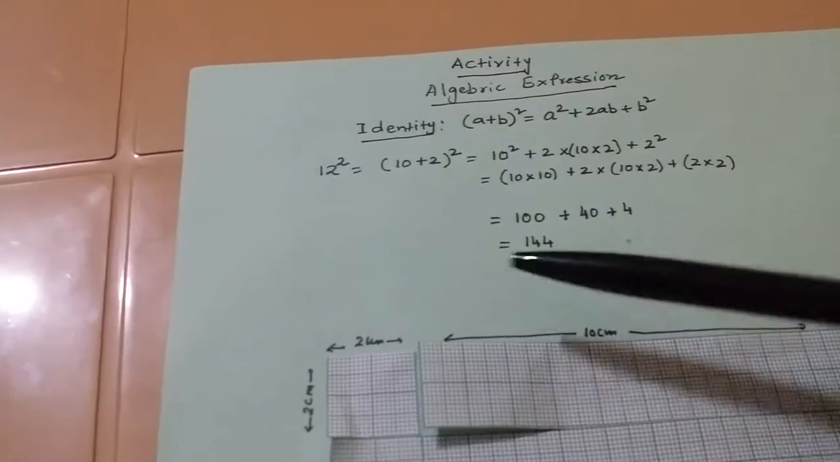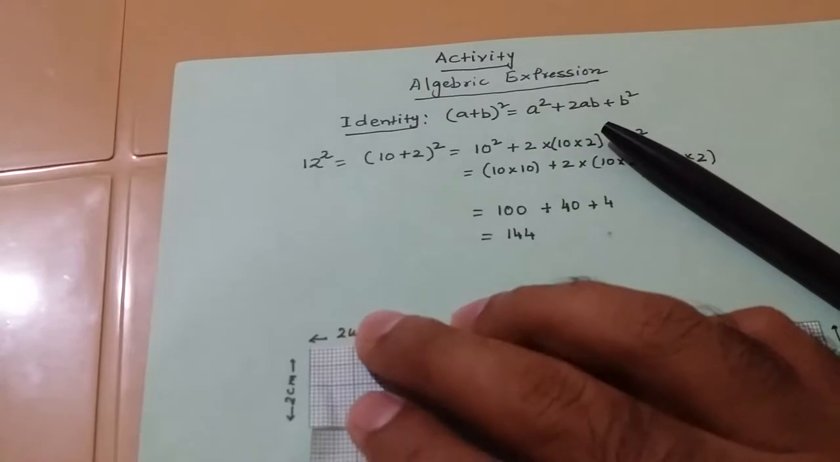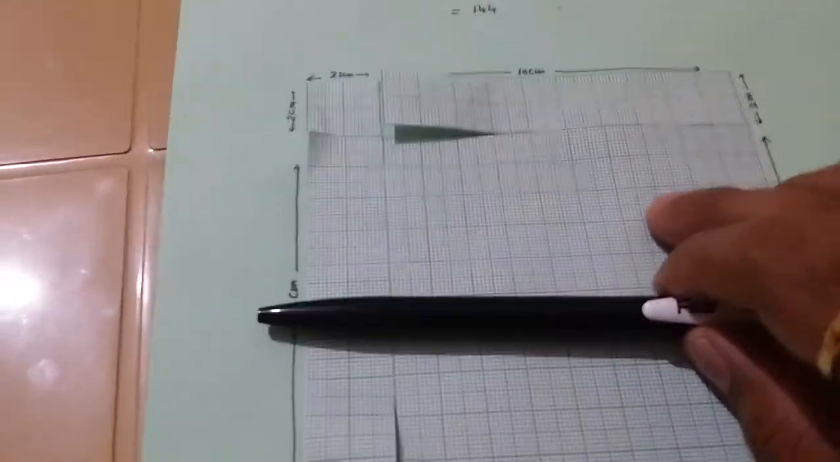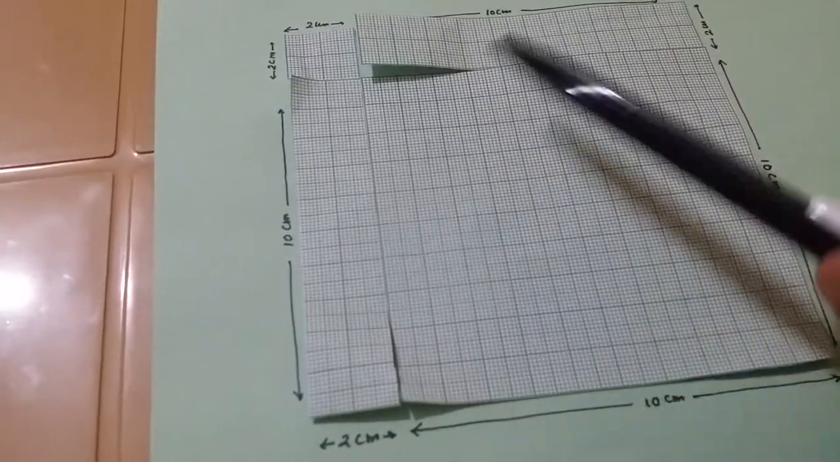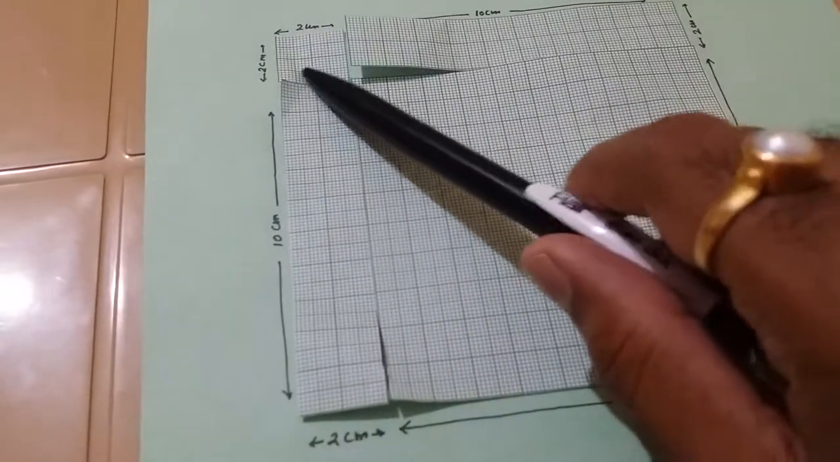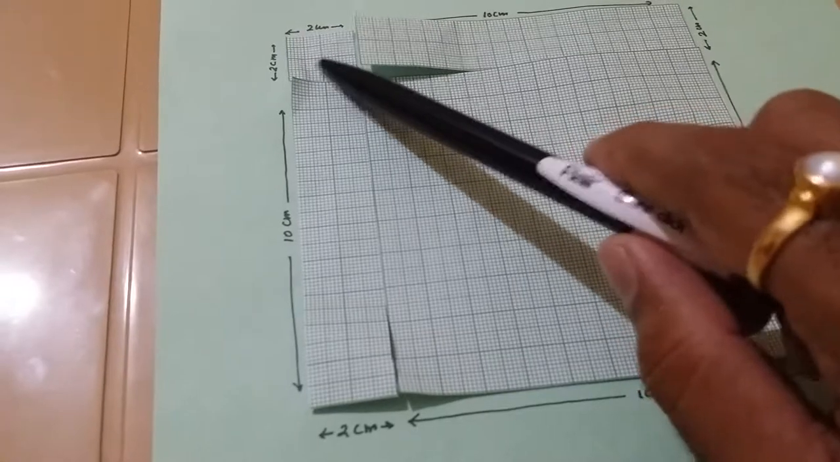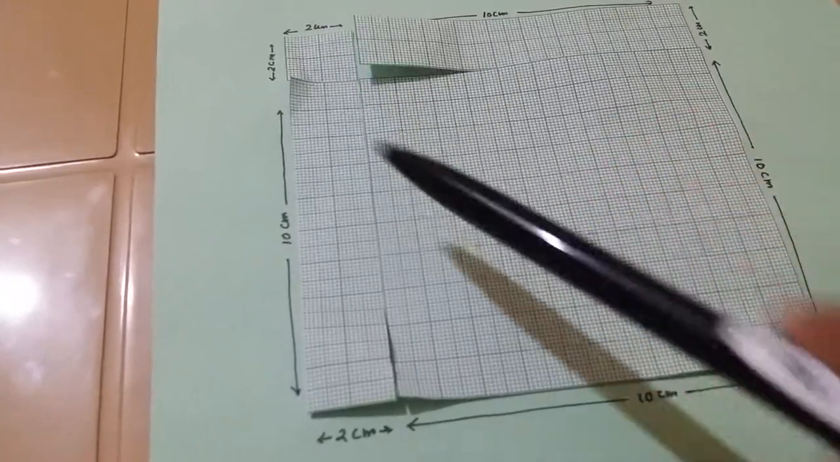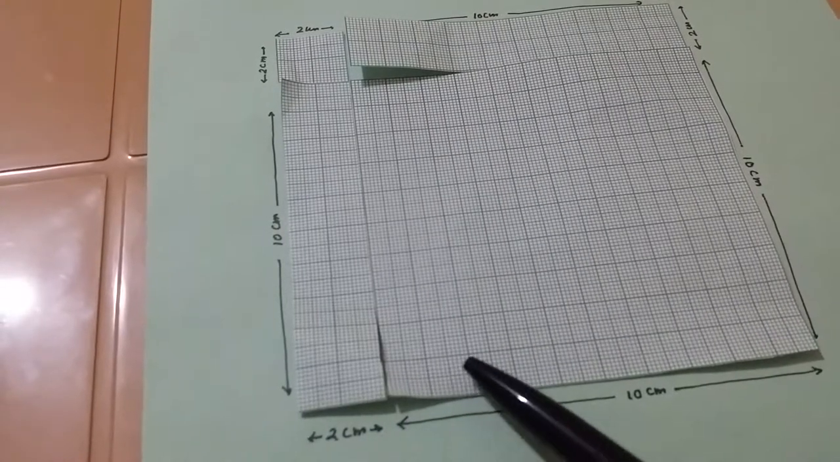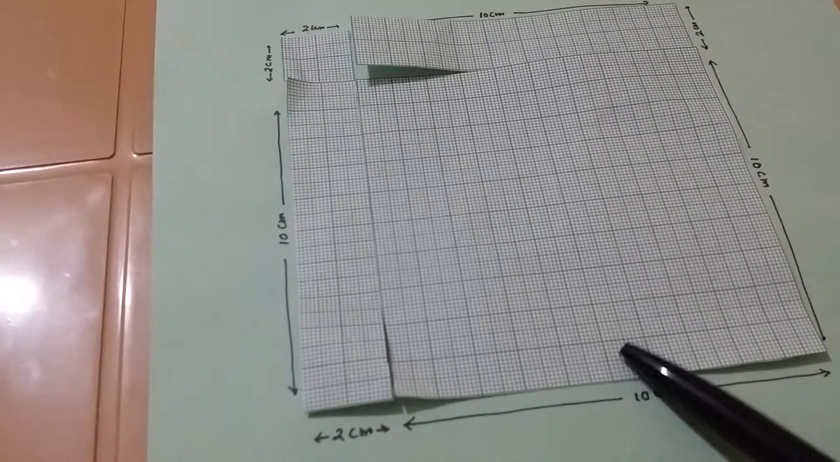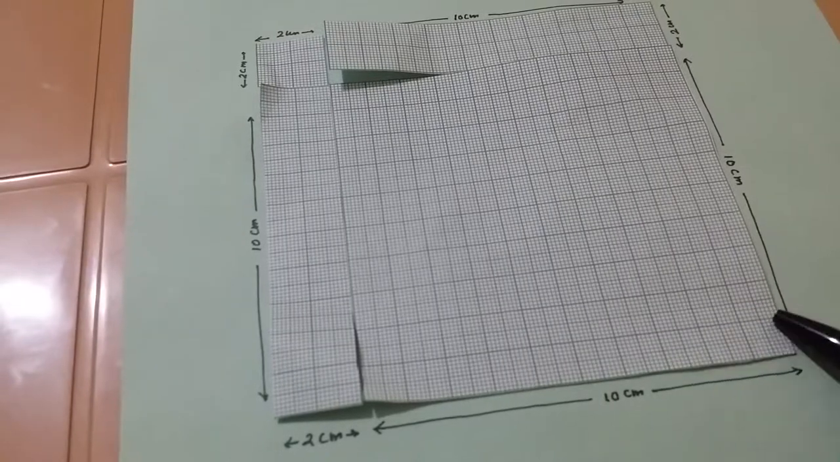Let's see what happened next. If you add everything by stitching, and now if you join it by placing it on the left side and the top side, whatever remaining part was there, I have filled up with 2 into 2, that means 2 cross 2 values. Now the grid box, how much is it? Now we are getting 1, 2, 3, 4, 5, 6, 7, 8, 9, 10, 11 and 12.